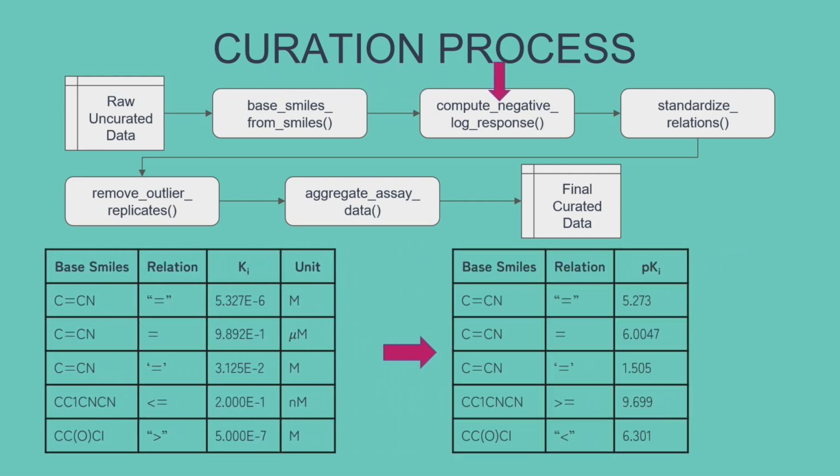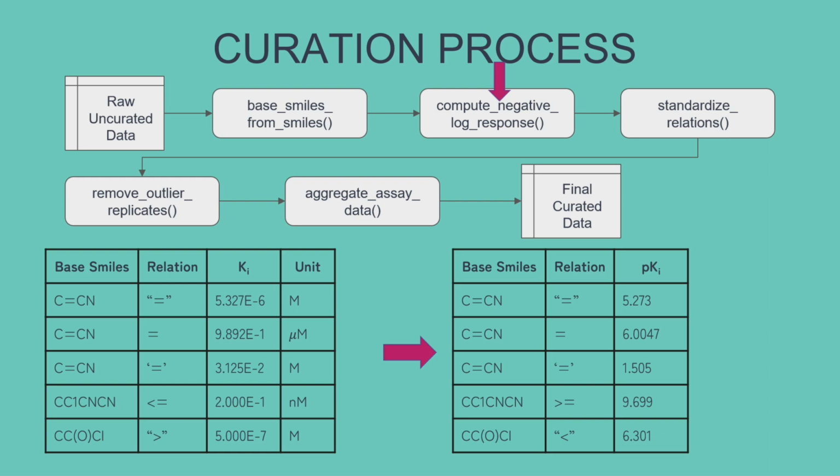Next, we're going to use compute_negative_log_response. This will allow us to turn the Kis into pKis, which help to stabilize the variation in the data in order to help the model more accurately find the trends. And in this process of computing the negative log, we also need to invert the comparison operator. Since, for example, if the Ki for CCO-Cl is greater than 5e-7, then the negative log of its Ki is less than the negative log of 5e-7. In this step, we're also going to make sure that we are converting all our Kis based on one unit, so based on molar, and not based on the unit that it's given, like nanomolar or micromolar.